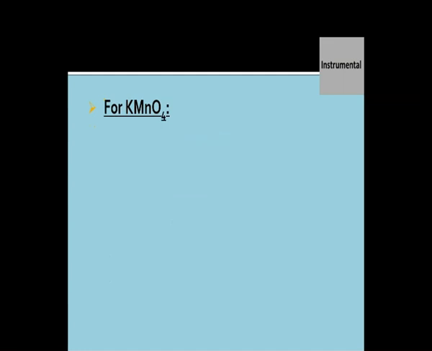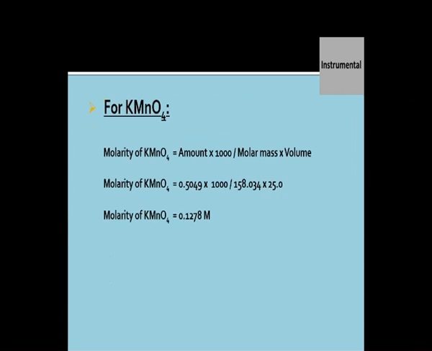Similarly, with the above formula, we will now calculate the molarity of potassium permanganate. After putting the values and solving it, we got the molarity of potassium permanganate equal to 0.1278 molar.